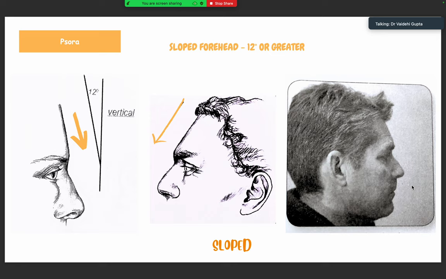The extreme right one is the actual picture with a sloped forehead. When it is 12 degrees or more, it is sloped, it is Psora. When it is 11 degrees or less, it will be Sycosis. So 12 degrees or more, it is sloped and Psora.